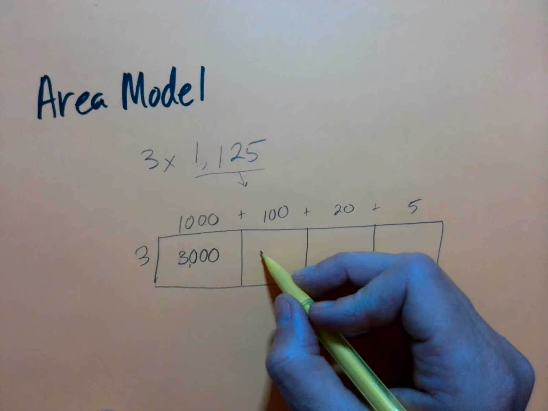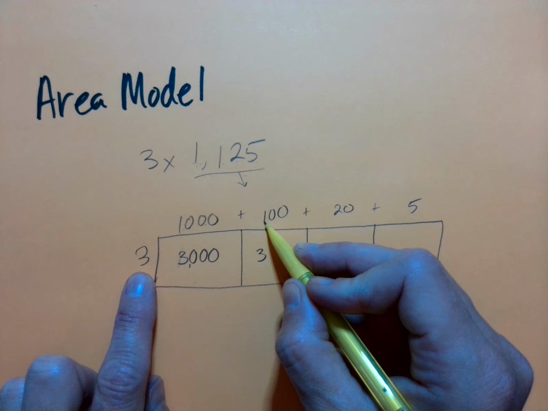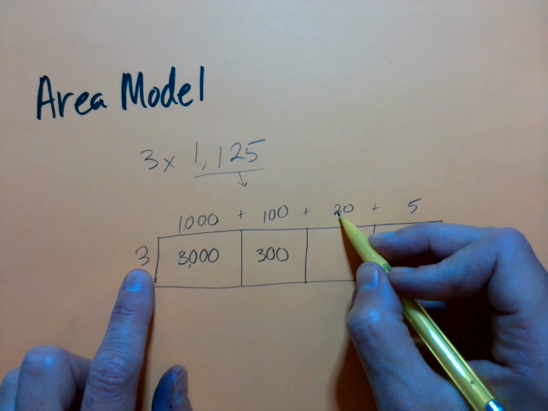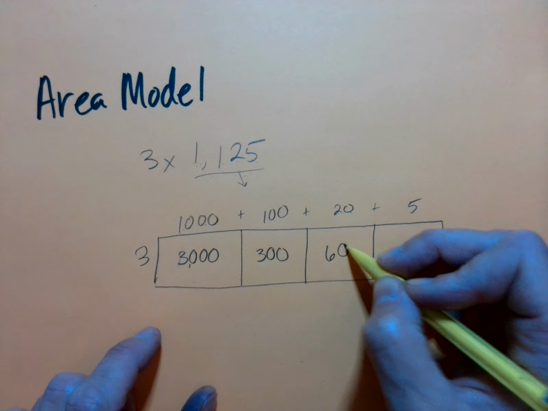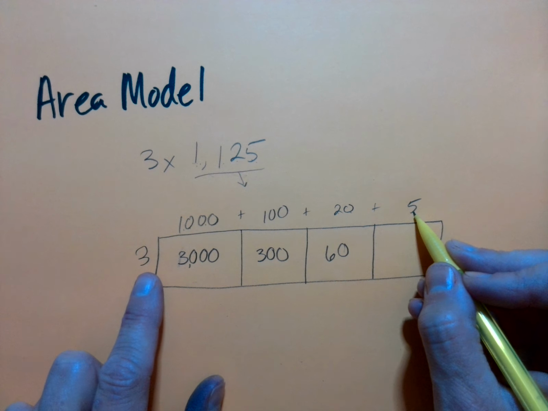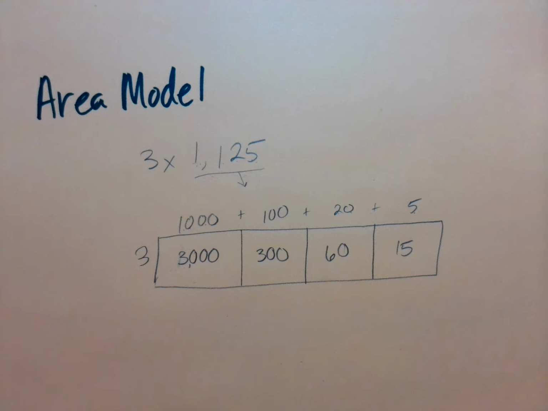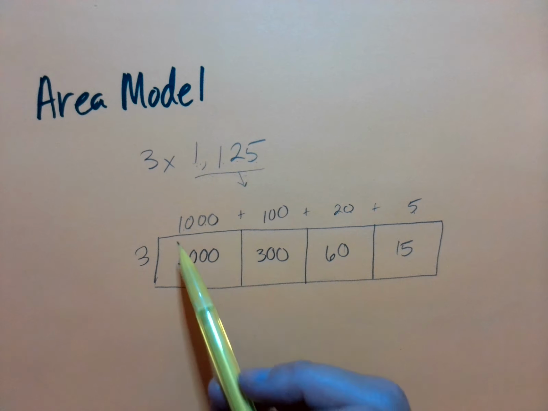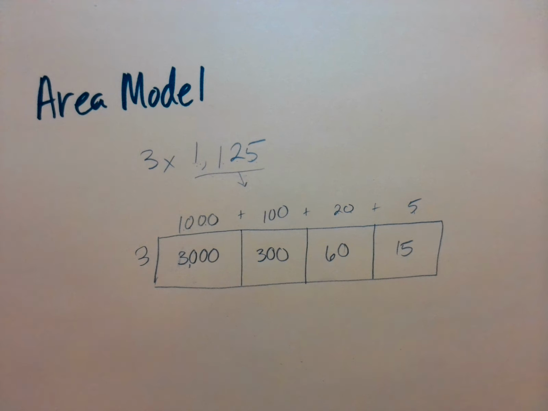So 3 times 100, using that same strategy of 3 times 1 is 3 and having those two zeros. 3 times 2, 6, and the 0, so 60, and then 3 times 5 is 15. So because I did that, I can still see all of the place value that's in this number, and I've for sure multiplied the 3 by all of the place values, and I was still able to do mental math.